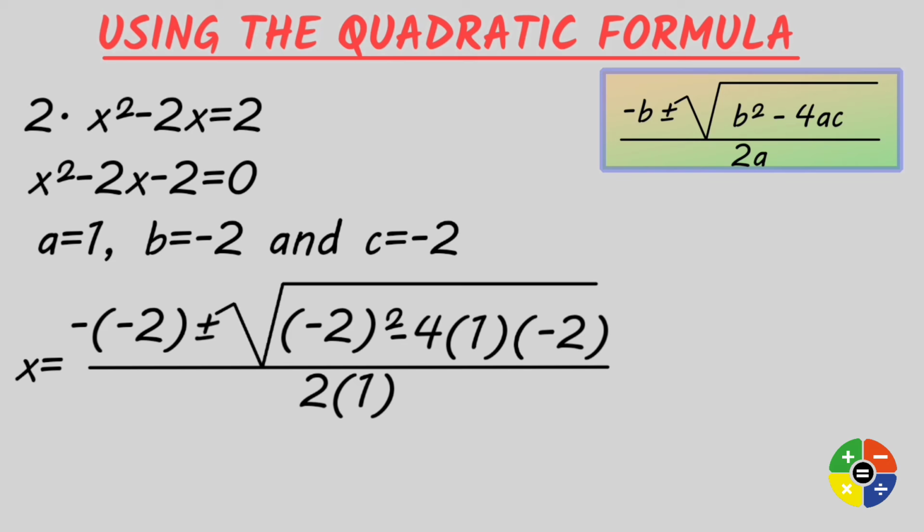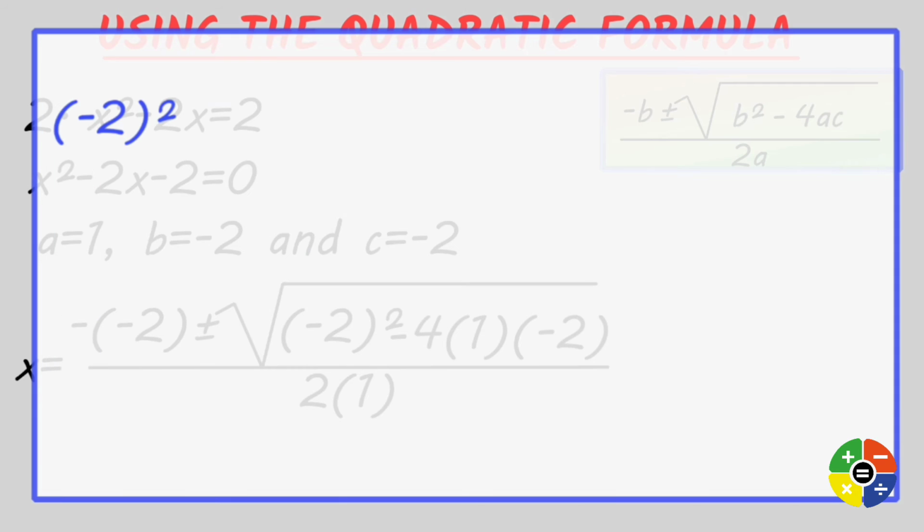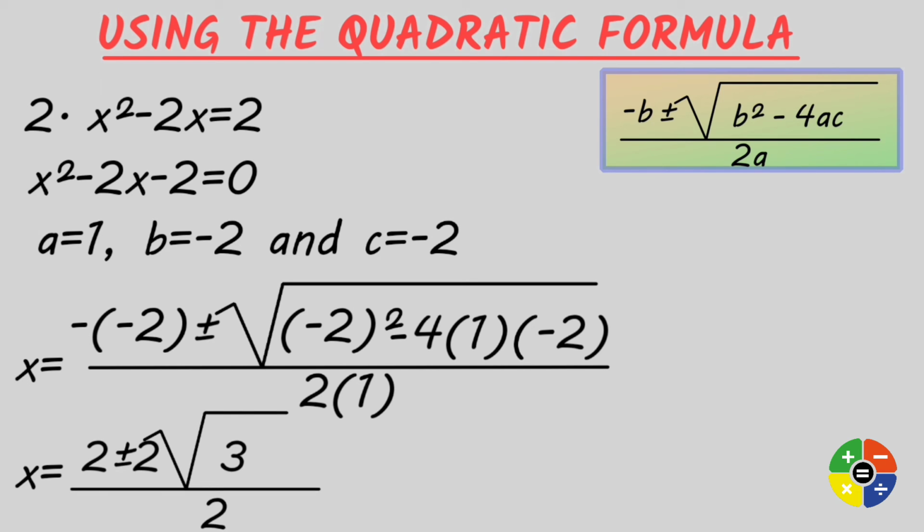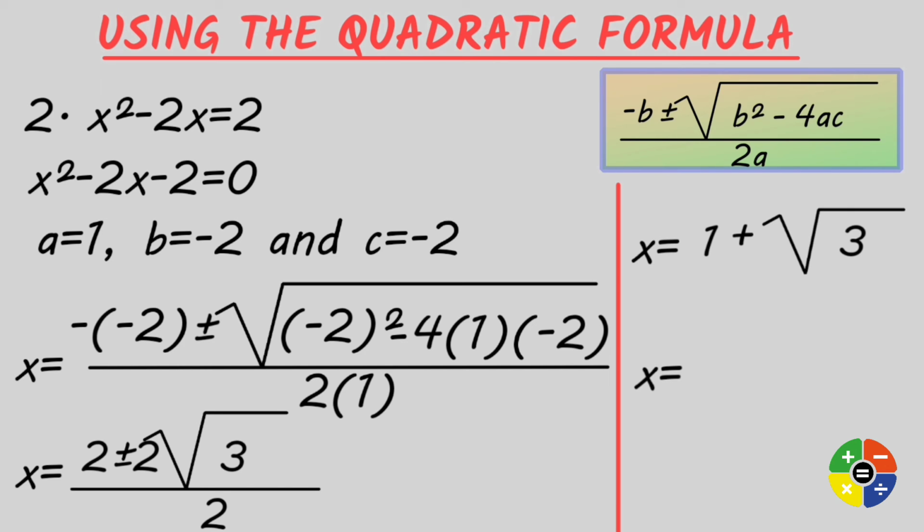Care should be taken here. We are writing the quantity in the radical sign as negative 2 all squared and not negative 2 squared, since this will give different results of 4 and negative 4 respectively. So it will be a good idea to always use brackets when b is negative. Simplifying, as in example 1, gives x is equal to 2 plus or minus 2 root 3, divided by 2. So x is equal to 1 plus root 3, or x is equal to 1 minus root 3.